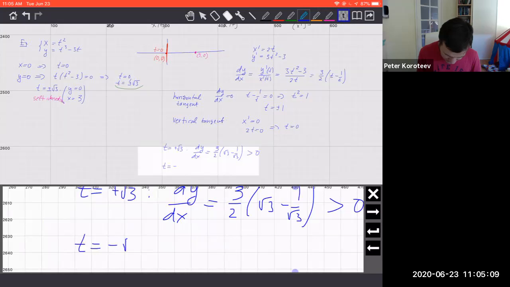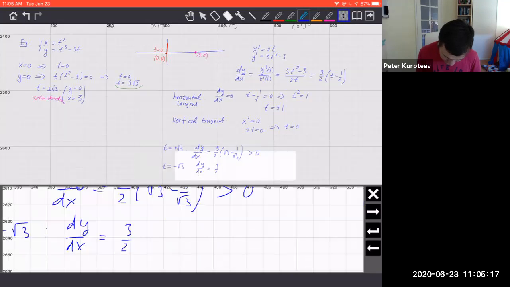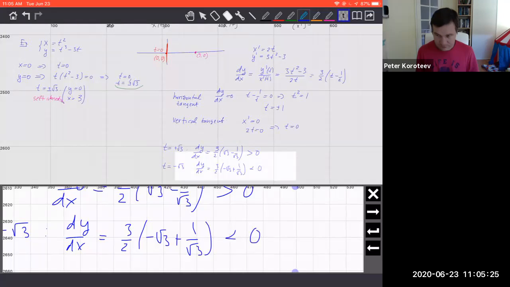And when t is equal to minus root 3, dy over dx is equal to 3/2 times minus the previous one, right? So minus root 3 plus 1 over root 3, and this is negative. So how do you think the graph will look like? Can you describe it?